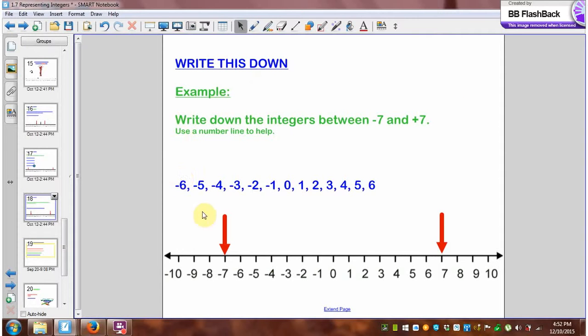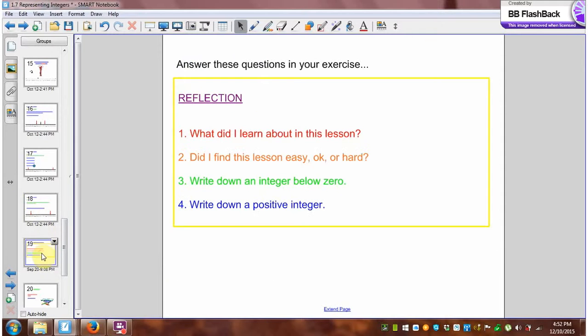Okay, this is a good example. You'll see some examples like this in your practice work at the end of this lesson. But before we get to that, I want you to answer these reflection questions in your exercise book. Four very short questions, and you can give short answers. Number 1, what did I learn about in this lesson? Did I find it easy, okay, or hard? Write down an integer below 0, so write down a negative number. And write down a positive integer, or an integer above 0. Answer those questions, and when you're ready, come on back and get your practice work.